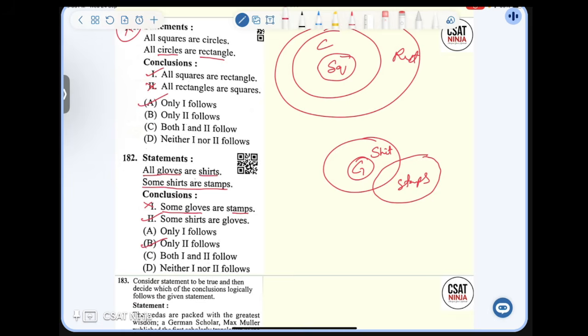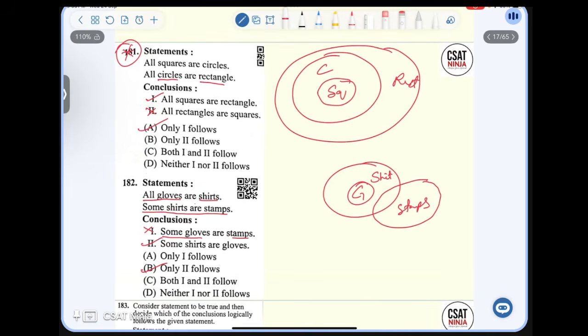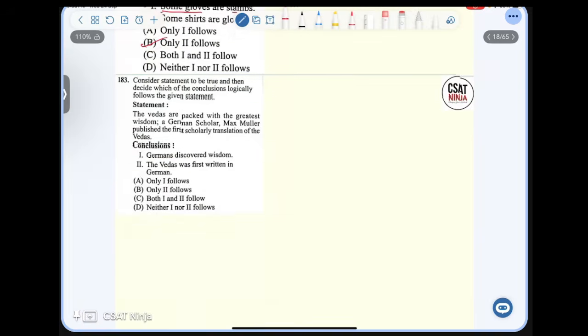So any doubts here regarding this one? That's how syllogism works. We won't ask you the top level question, just the basic levels only. Next is this one.